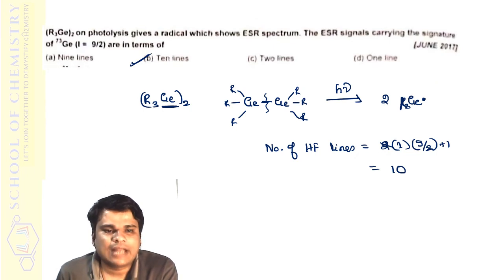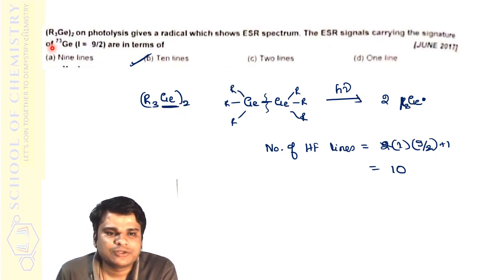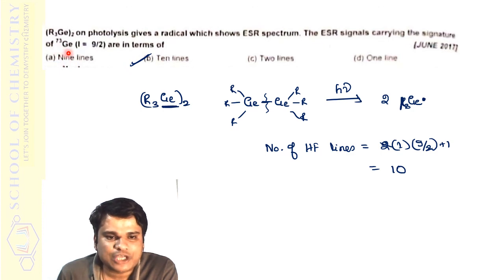So then the last question, this is also easy. The question may seem a little difficult and a little different, but it is actually very easy. They say that this is R3 germanium twice, right? If this compound on photolysis gives a radical and its EPR has been recorded, the ESR signal carries the signature of 73 germanium.